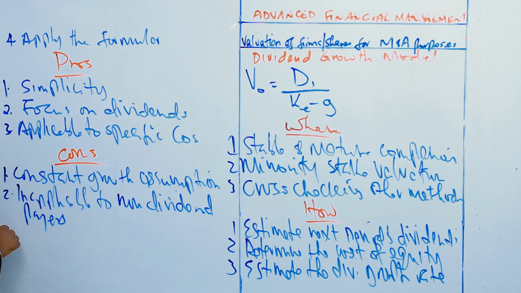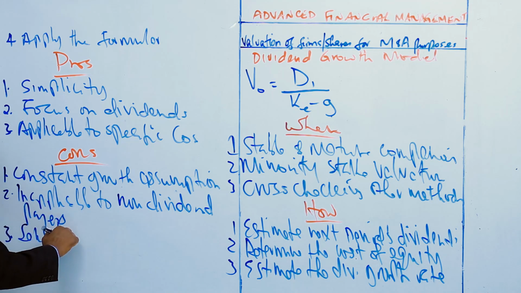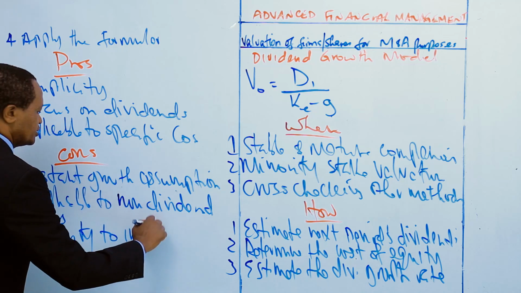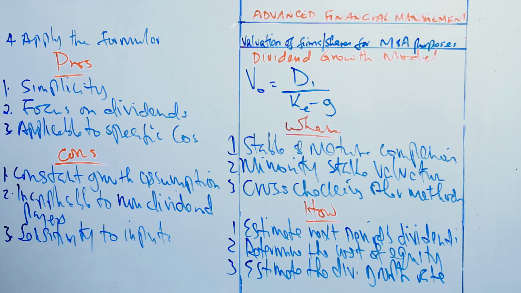Then number three, the third limitation is sensitivity to inputs. How is sensitivity to inputs a limitation? It is a limitation because the model is highly sensitive to the growth rate and the cost of equity. Small changes in these inputs can lead to significant changes in valuation. And if the growth rate approaches the cost of equity, the formula breaks down.